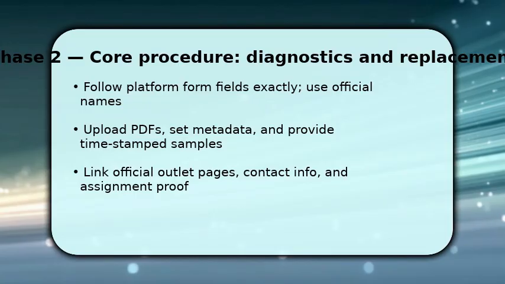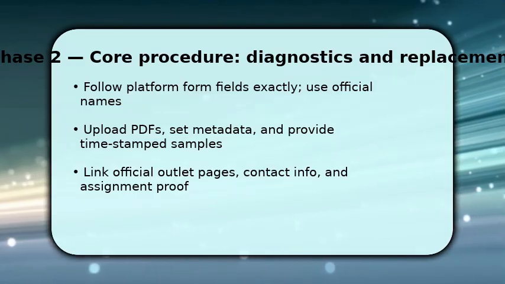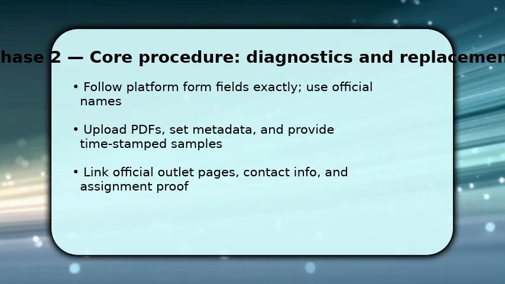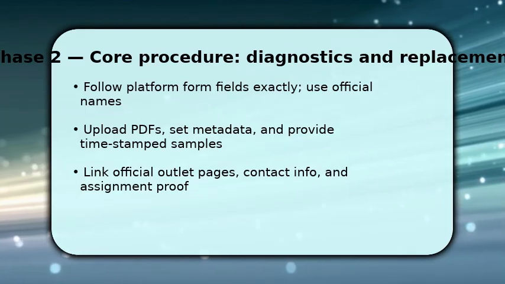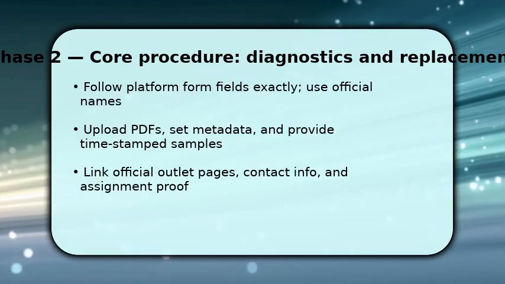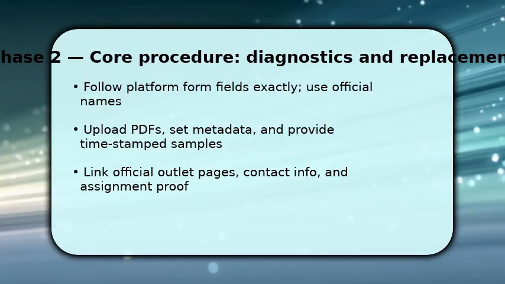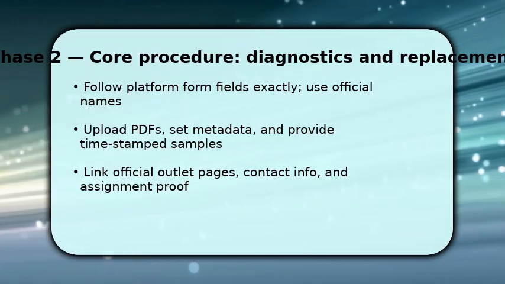Now move into the submission flow. Enter your legal name and outlet exactly as they appear on ID and bylines. Upload PDFs and add concise metadata, date, role, and URL so reviewers can match context. Once uploaded, configure privacy and contact options, then add timestamped samples and a verifiable outlet link.